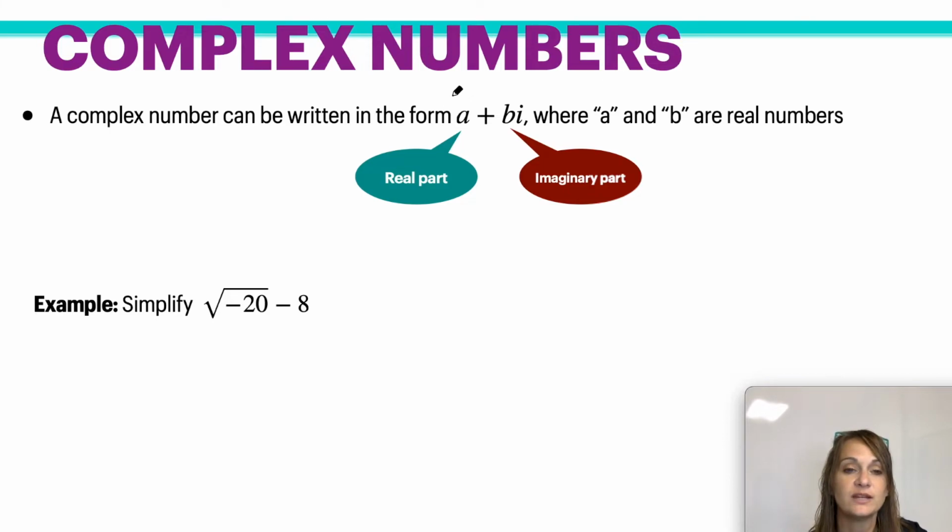Complex numbers are written in the form of a plus bi, where a and b are real numbers, okay? But i is attached to the b. That is the imaginary part. The a is the real part, bi is the imaginary part.